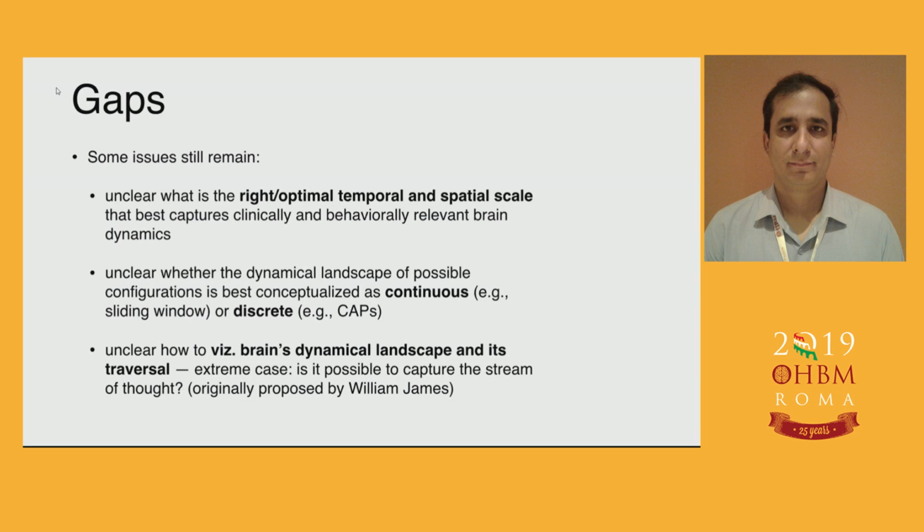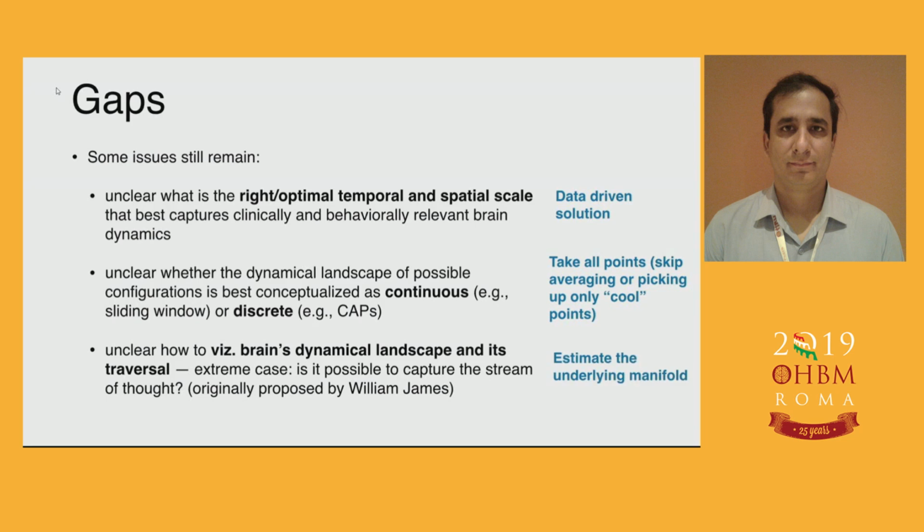But there are certain issues that I think still remain, and Vince talked about some of them. For example, how should you choose the optimal temporal and spatial scale in the case of sliding window, or the best threshold in terms of the other time-based events like CAPs. And also, whether we should model the dynamical landscape of the brain as a continuous manifold versus a discrete one. And in the extreme case, what we really want is some kind of visualization that a clinician can use in an office when he or she sees a patient, where they can actually look at how the brain parses this dynamical landscape and whether they can then use that information in some way to prescribe a treatment.